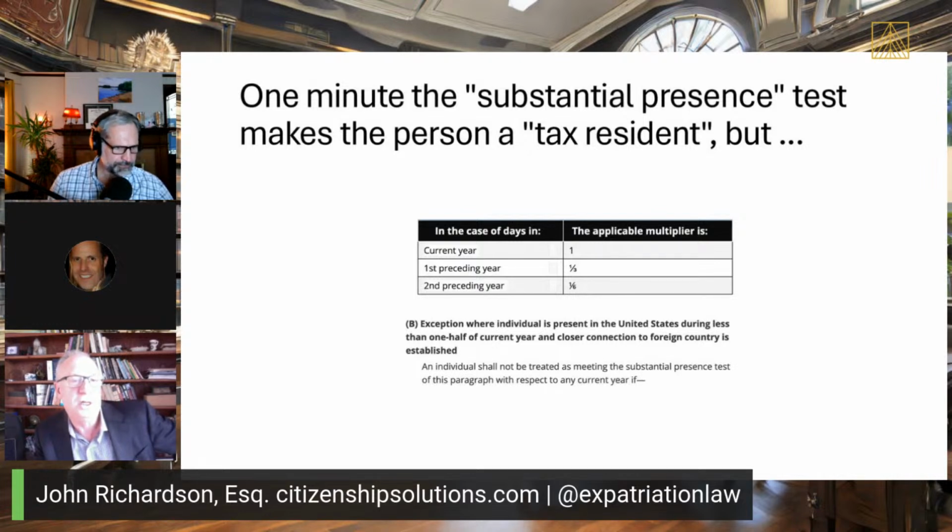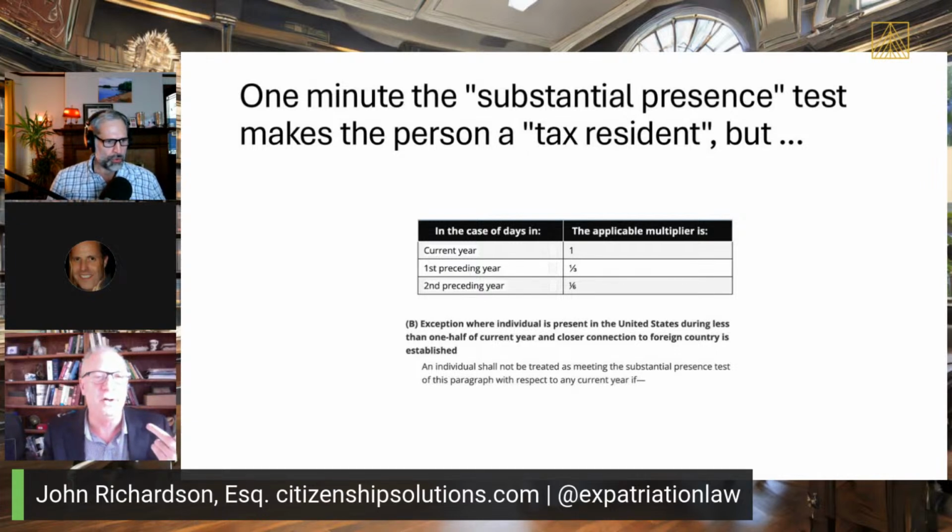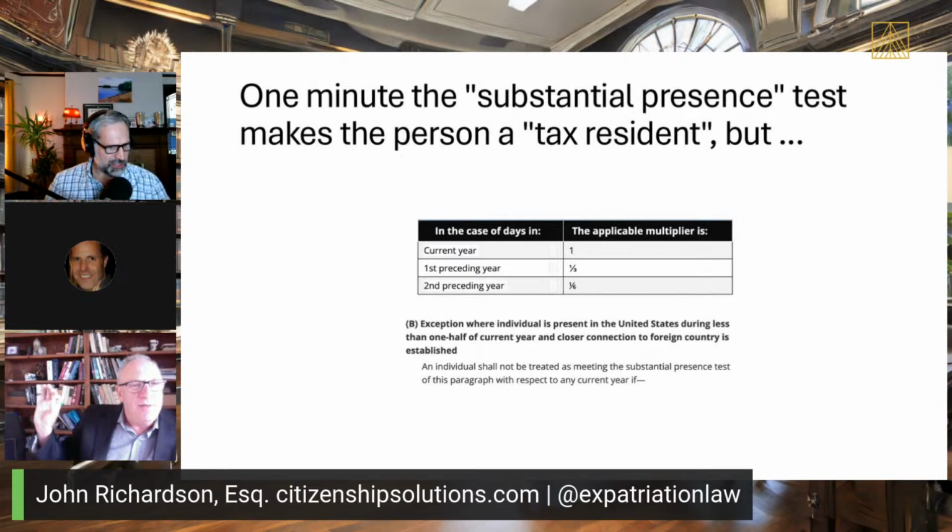All right. So that's the first thing. In other words, you can't spend the full year and run it up, right? And a closer connection to a foreign country is established, right? So these are the two things. Now, notice what this says, exception. That means, poof, you're not a tax resident. See that? One minute you're a tax resident, but then poof, here it is, the carve out. So essentially, it means you're not a tax resident. Isn't that fantastic? That's fantastic.